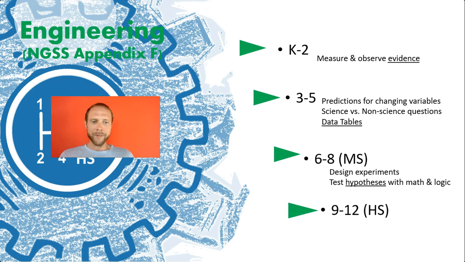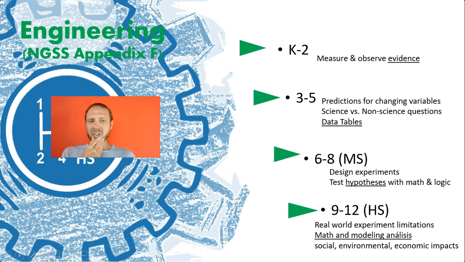At the middle school level, it starts to get into designing an experiment that would collect these data that would go into a table, testing hypotheses, maybe using some simple math and logic. And then at the 9 to 12 level, it's scientifically about the math and modeling, being a little more rigorous with the math and modeling analysis. Oops, I'm sorry, it looks like my autocorrect butchered that. And you know, just practical things like real world limitations.